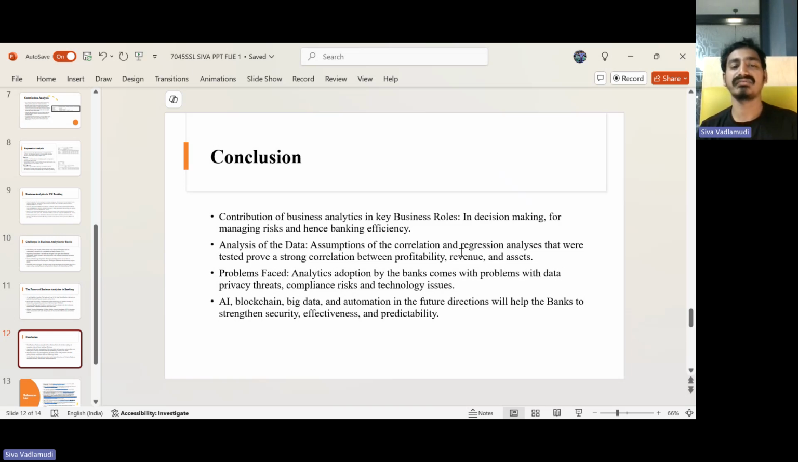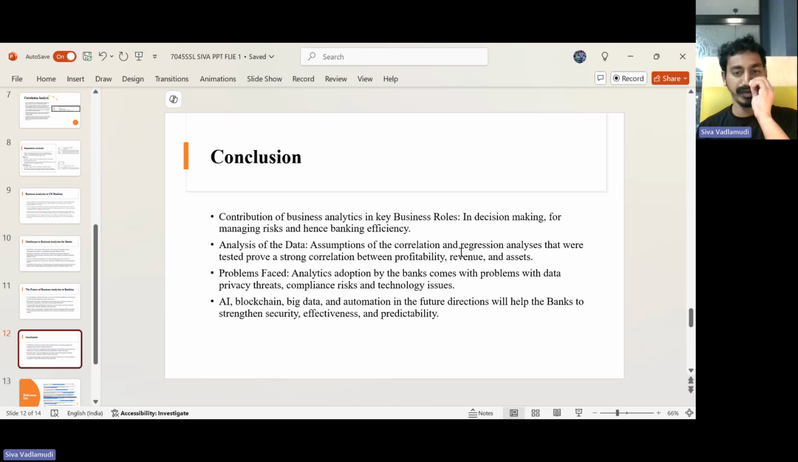The second point is the analysis of data on profitability, revenue and assets. The calculation proves the test using the given Excel sheet, creating a table of assets and revenue and how much value there is. Business analytics is adapted by banks, which face problems with privacy threats and technology issues in the banking system.